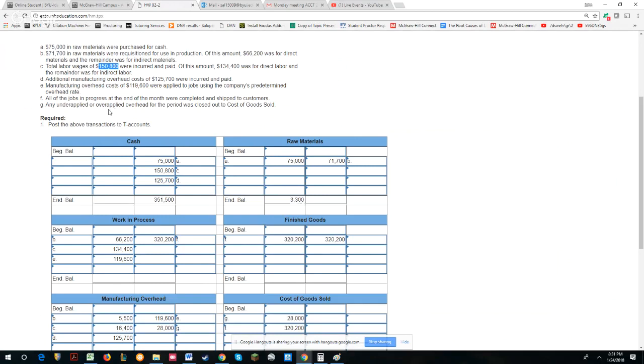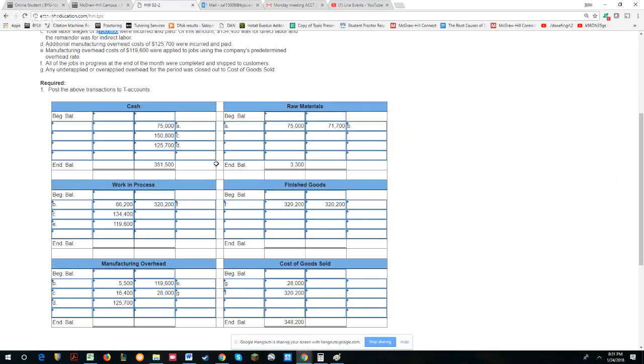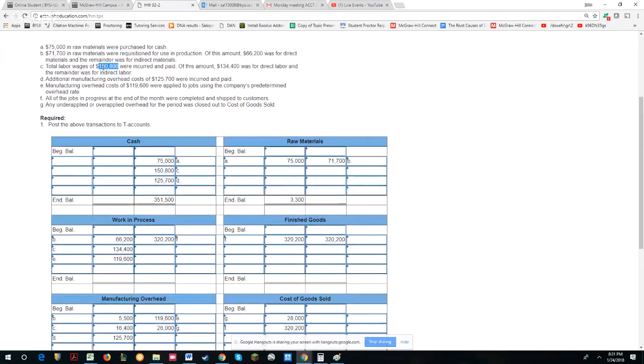Right. All right, and then the total labor wage. That one is, what is that one? So they don't have the cash. Yeah, it's cash because they don't have an account for the salaries and wages. Okay. Okay, so I got 134 there and 15.7 there, and the credit on the other side, so that should be fine.